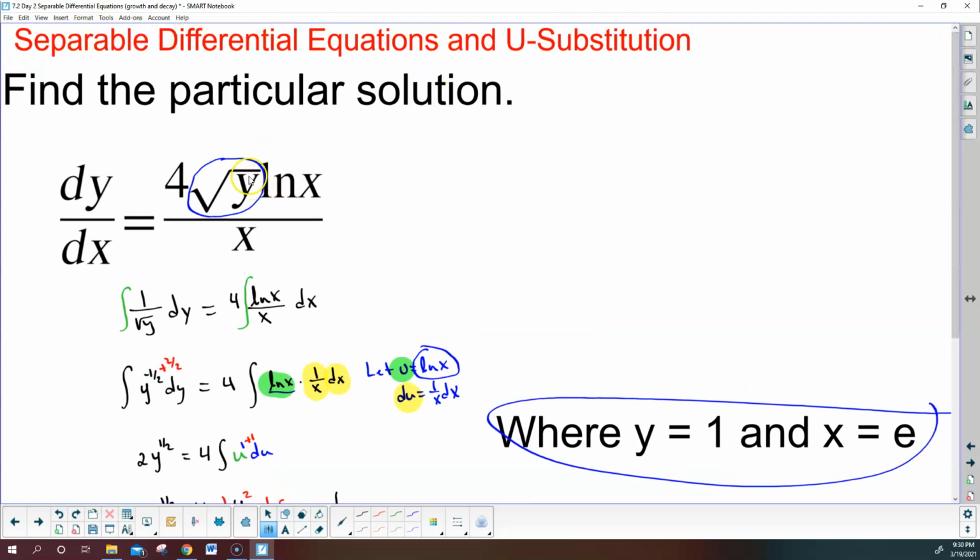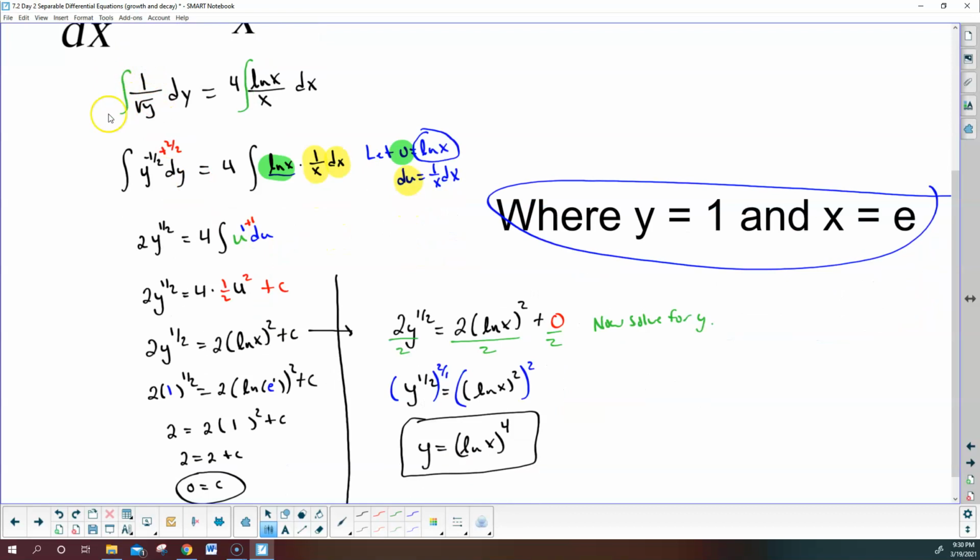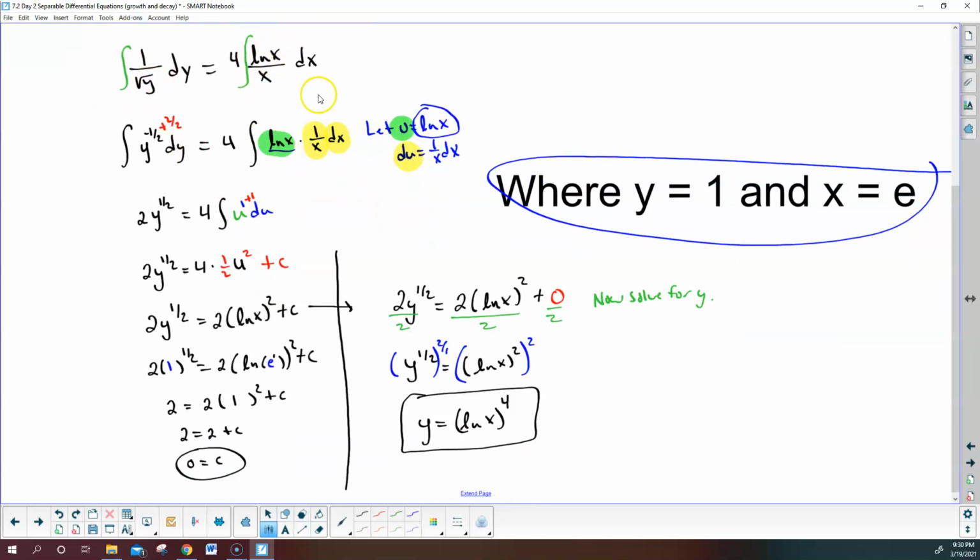separable differential equations. The key is you have to separate the y first. And then you're going to do whatever integration methods we have taught you. U substitution is totally fair game. And you use the initial condition to find c, and then plug c back in to find the particular solution.